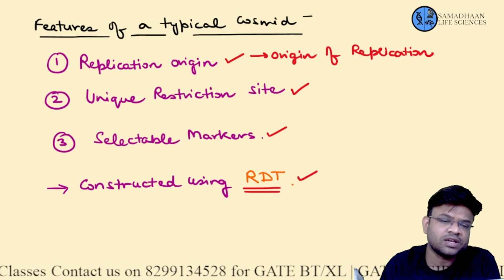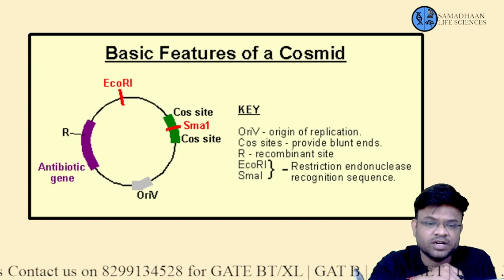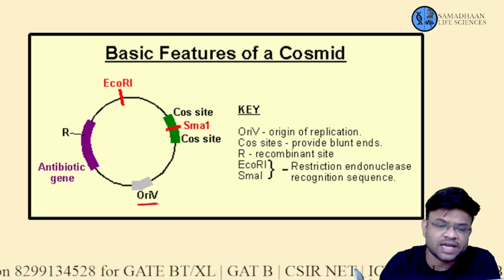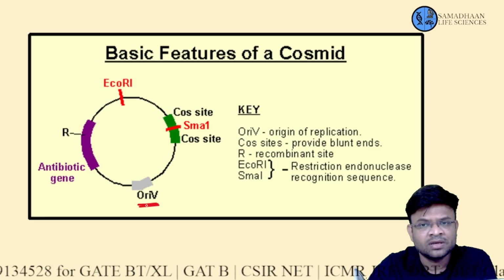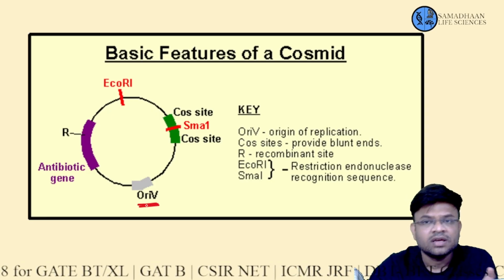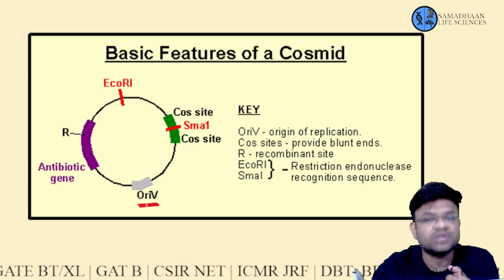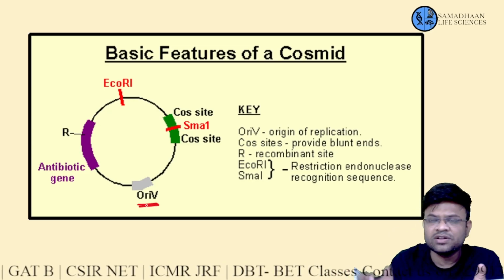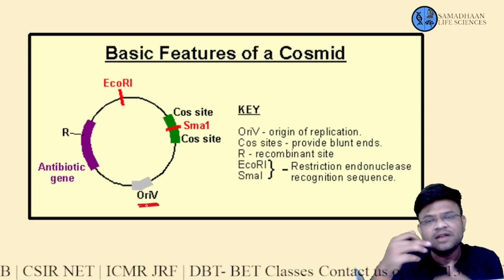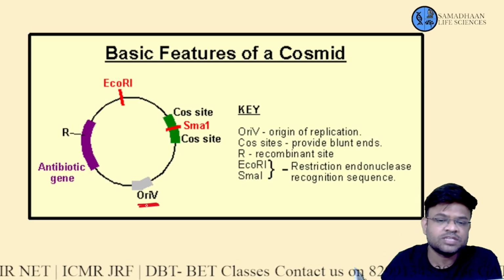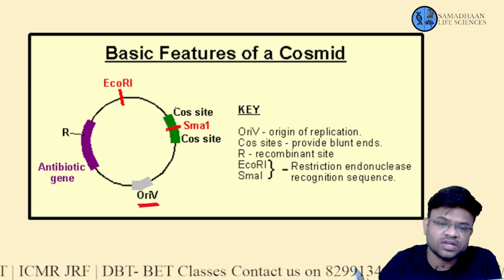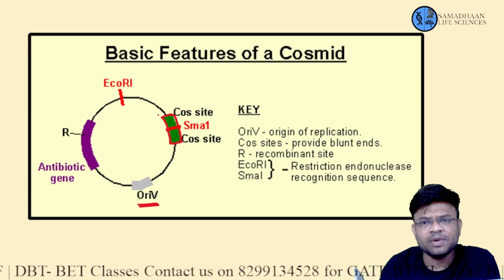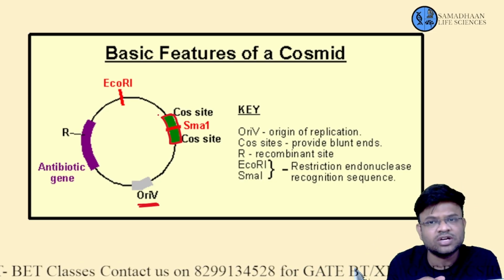Okay, now let me just quickly show you the diagrammatic representation of a cosmid. As I've already told you, the origin of replication, ORI site, is present inside the cosmid vector. Because of this origin of replication only, the cosmid vector can replicate autonomously. That means independent of the host machinery, this particular cosmid vector can replicate on its own. Next point is that it is having the cos site. You can see this green thing is your cos site.